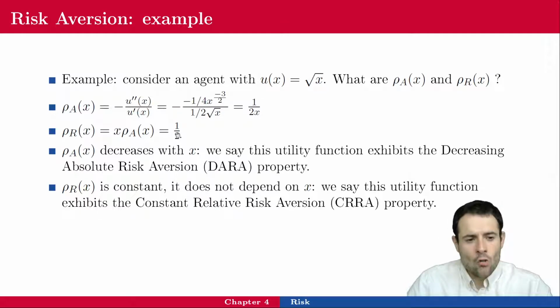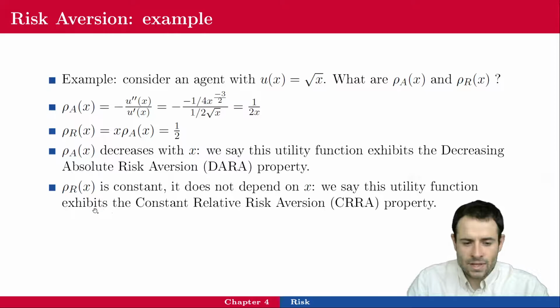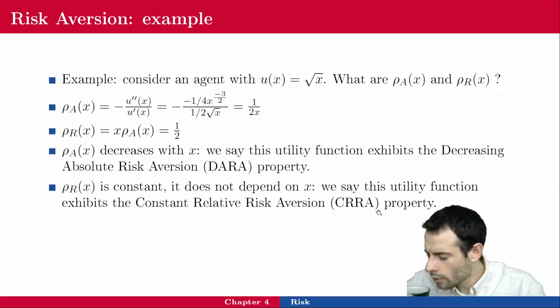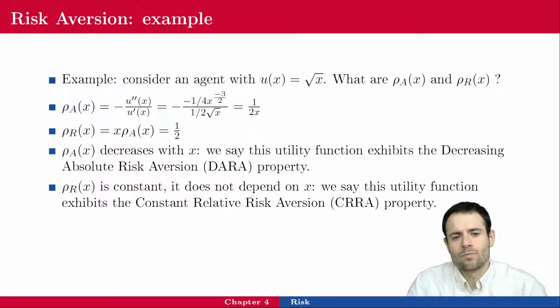Now, the relative risk aversion coefficient is 1/2. It is constant. It does not depend on x. So in this case, we say this utility function exhibits the constant relative risk aversion property. So now it's not DARA anymore, it's going to be CRRA property. Okay?